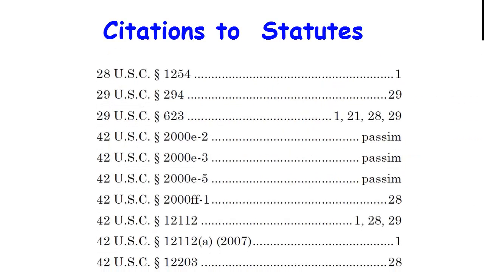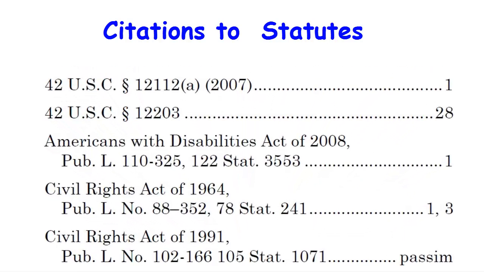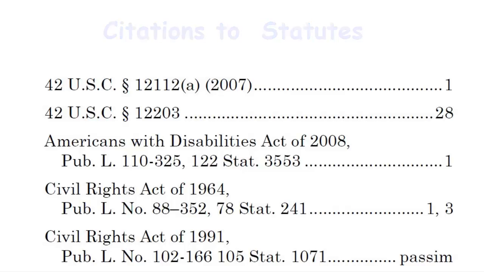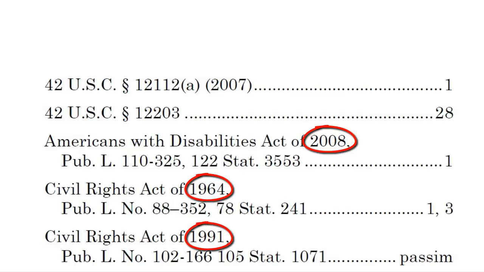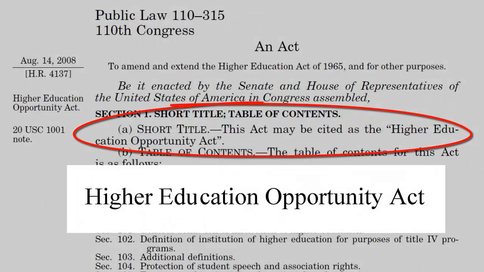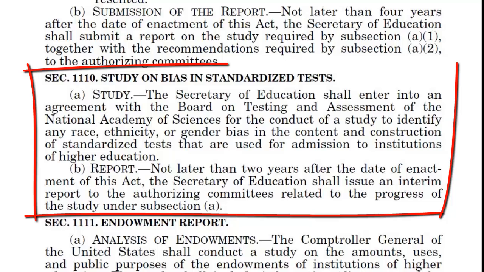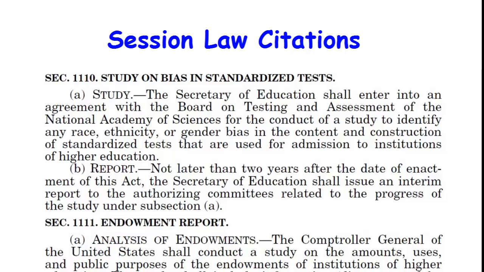Statutory citations fall into two distinct categories. With the first, date is important, for these are citations to a legislative enactment as it became law on a particular date, or to provisions contained within such an act. An example would be a citation to the Higher Education Opportunity Act enacted by the United States Congress in 2008, or a citation to the section within that legislation directing the Department of Education to contract for a study of bias in standardized tests used for college admission. Citations of this sort are referred to as session law citations.